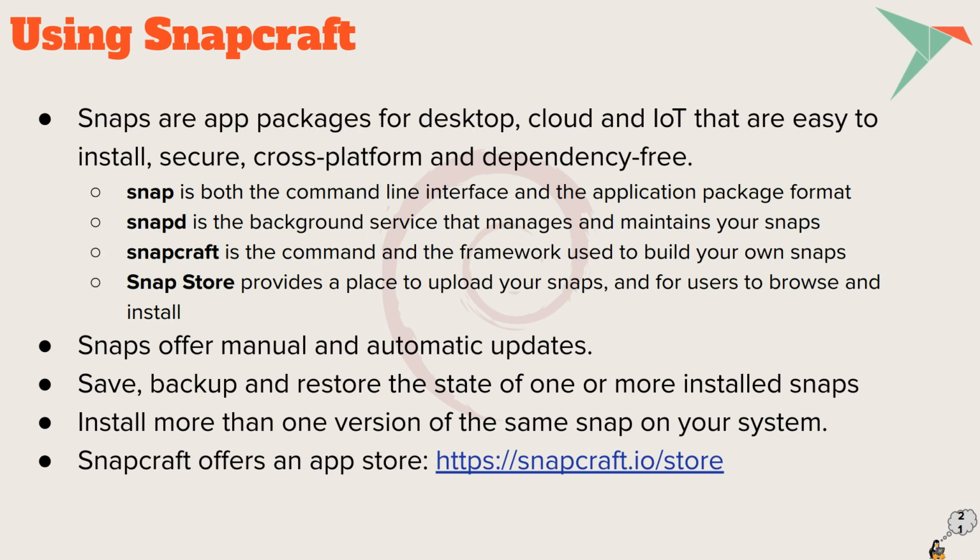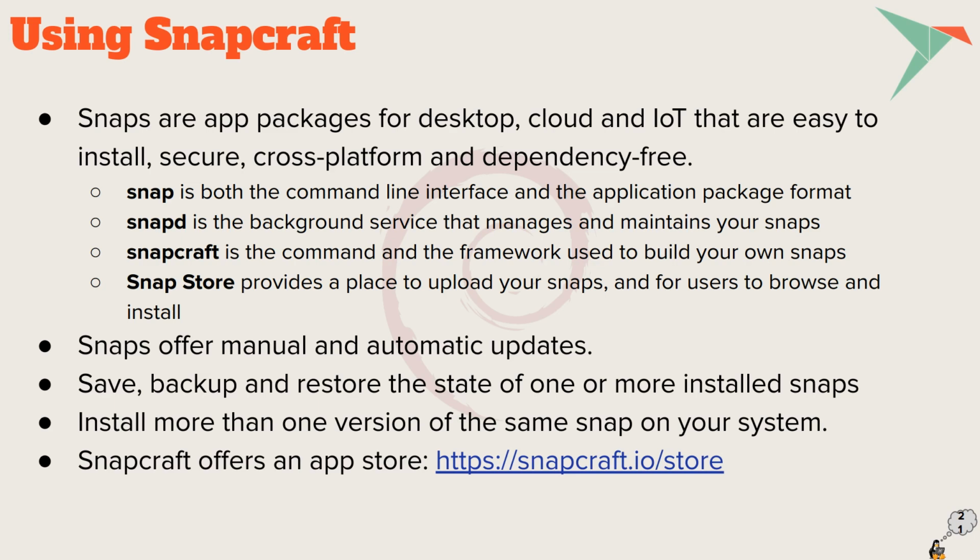So snaps are app packages for desktop, cloud, and the Internet of Things that are easy to install, secure, cross-platform, and dependency-free. Because literally it's the program with everything that you need for the program, and that's it. They are self-contained, which means that they run on their own ecosystem, in their own little bubble. Right? Which is one of the things that make them secure, the fact that they are self-contained applications, right?